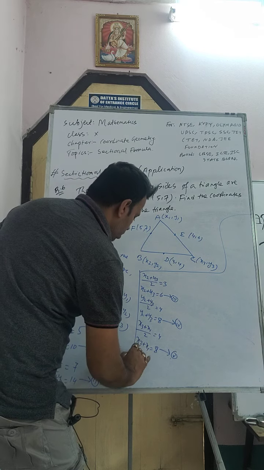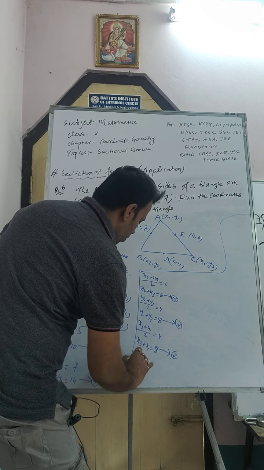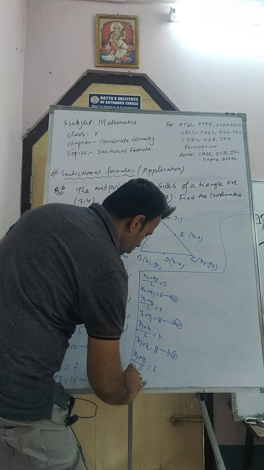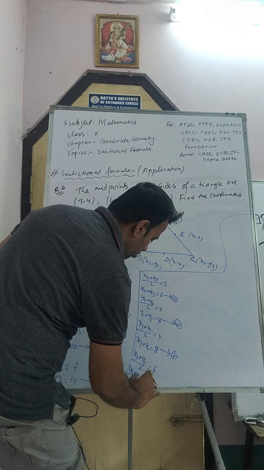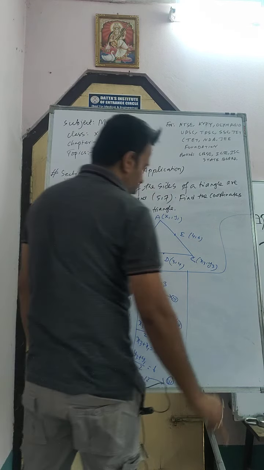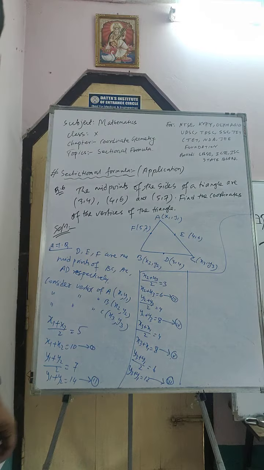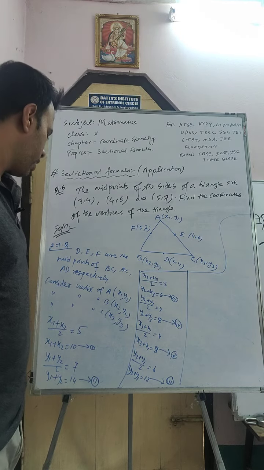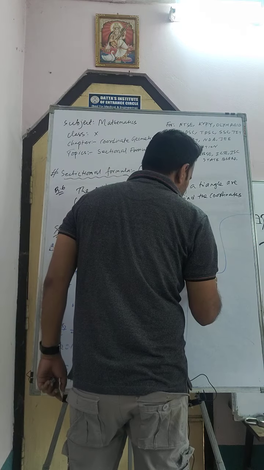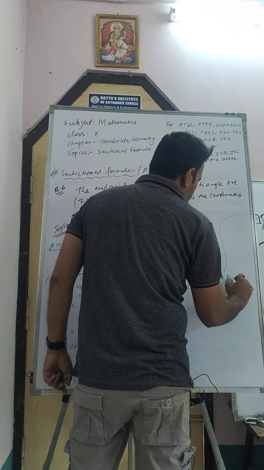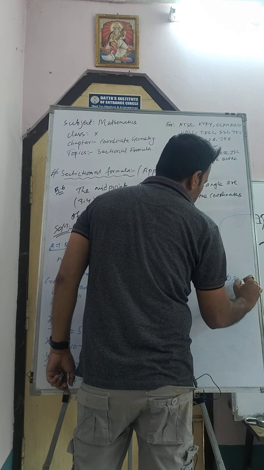And y3 plus y1 by 2 is equal to 6, that is y3 plus y1 is equal to 12. And this one is 7. Now we add 1, 3 and 5. Now adding equation 1, 3 and 5.